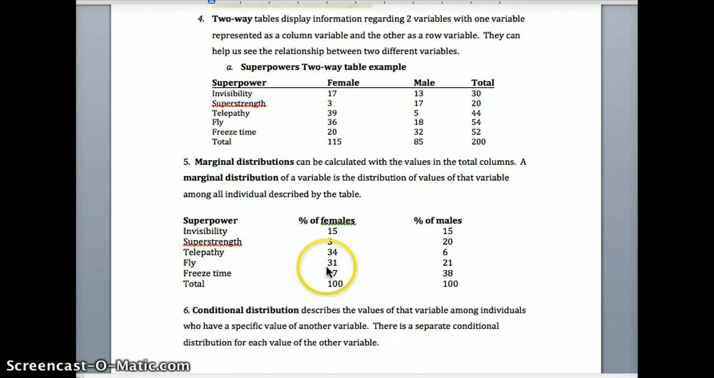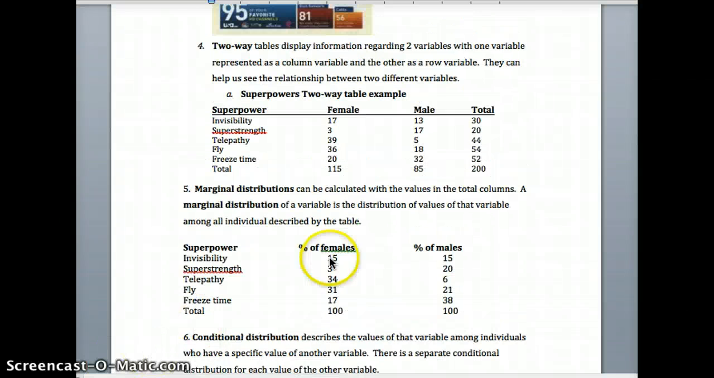This is a good one to go ahead and review, because it is a common mistake to confuse the 2 and how to calculate them. So here we have a marginal distribution described by the table. Here we have it broken down by percents. To describe: 15% of females chose invisibility, 15% of males chose invisibility, approximately 3% of females chose super strength, and 20% of males chose that. A big difference sticks out there.